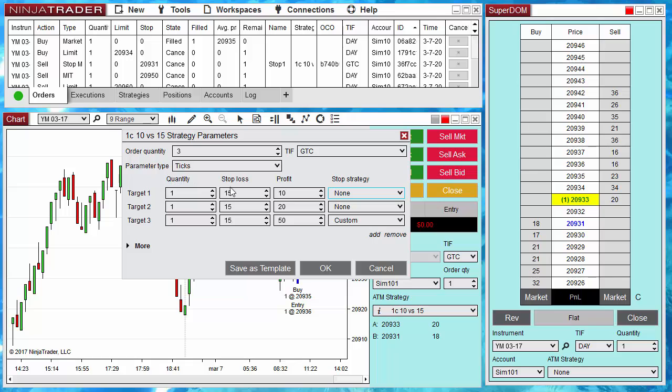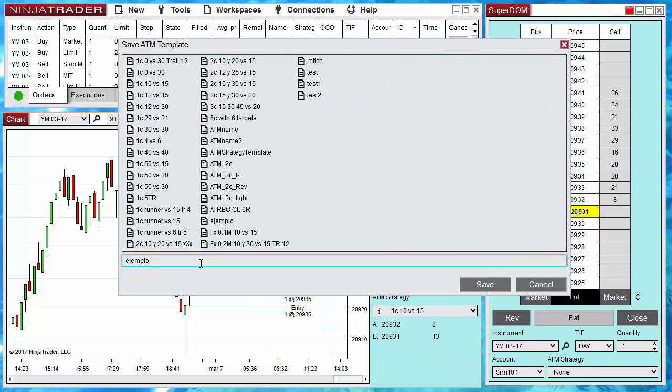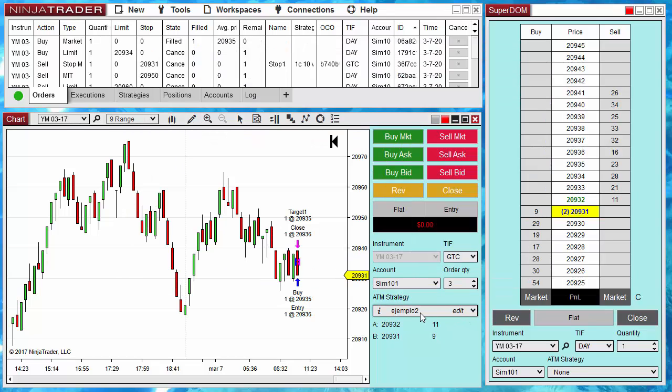So now we have 3 positions, positions number 1 and 2 with fixed stops and target. Target 1 is 10, target 2 is 20, and the third position with a big target of 50, same stop of 15, but with auto break-even and trailing stop. Now we can save this as a template with any name. So now we can use this ATM template.